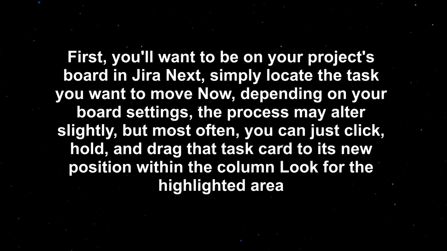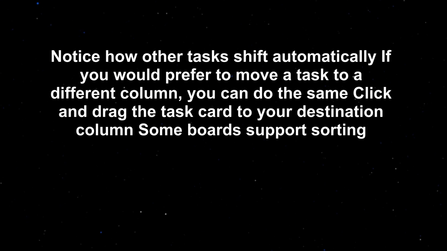First, you'll want to be on your project's board in Jira. Next, simply locate the task you want to move. Now, depending on your board settings, the process may alter slightly, but most often, you can just click, hold, and drag the task card to its new position within the column. Look for the highlighted area. Notice how other tasks shift automatically.